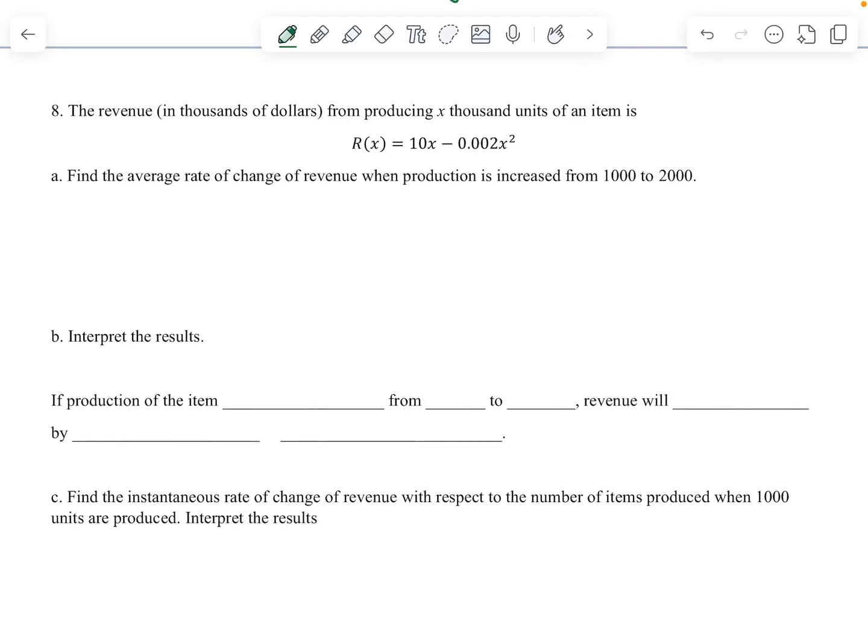Hello class, in this video I'll be showing you an application of average rate of change and instantaneous rate of change. Let's begin. The revenue in thousands of dollars from producing X thousand units of an item is R of X is equal to 10X minus 0.002X squared. Find the average rate of change of revenue when production is increased from 1,000 to 2,000.